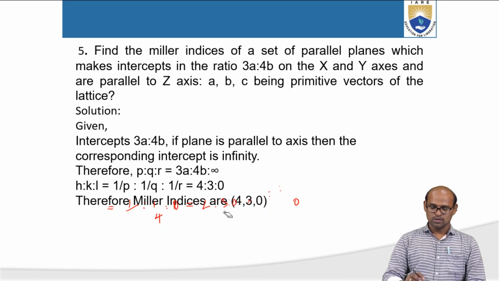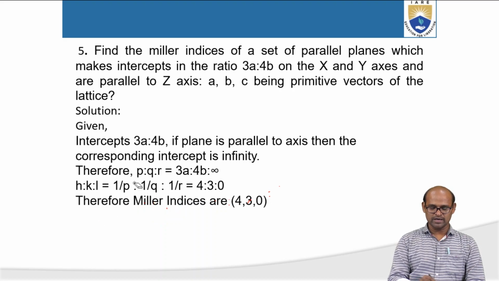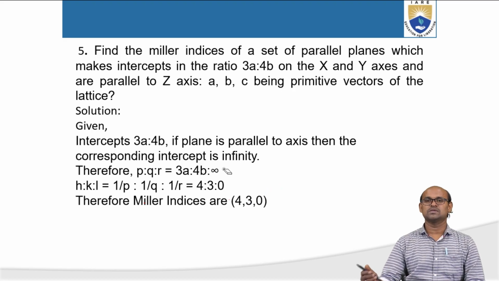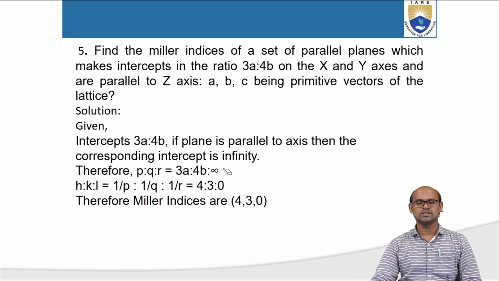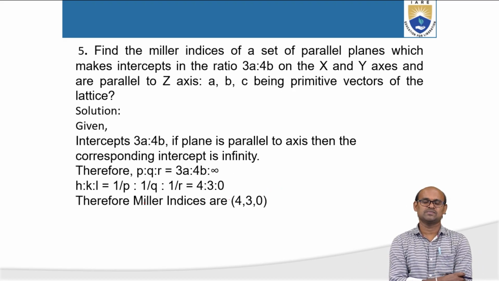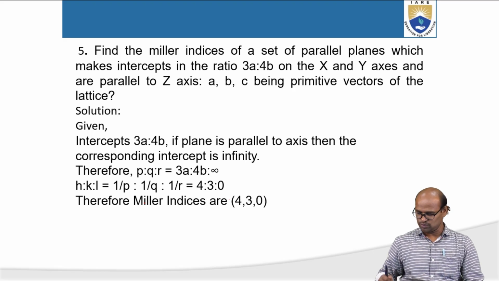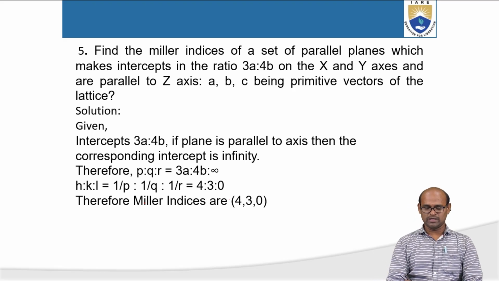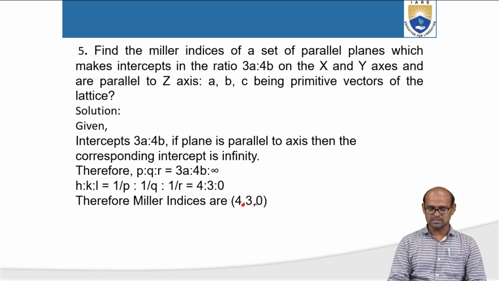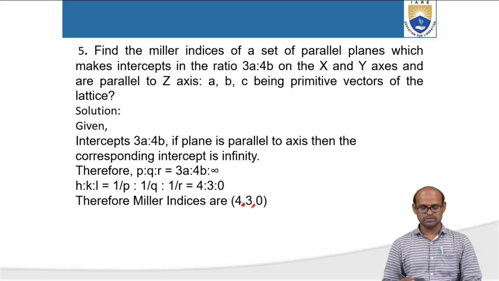We have discussed the steps to find the Miller indices, right? First, write down the intercepts. Once we write down the intercepts, write the reciprocals of the intercepts. If there are any fractions in the reciprocals, multiply with the least common denominator. Once you multiply with the least common denominator, you put them in parentheses without any commas. So those are the Miller indices.